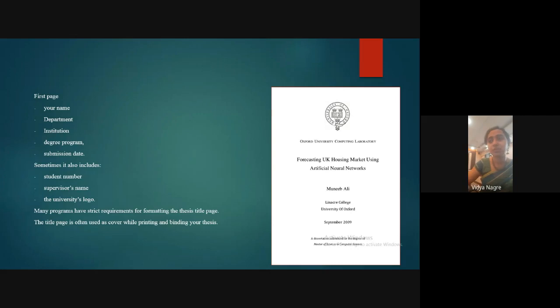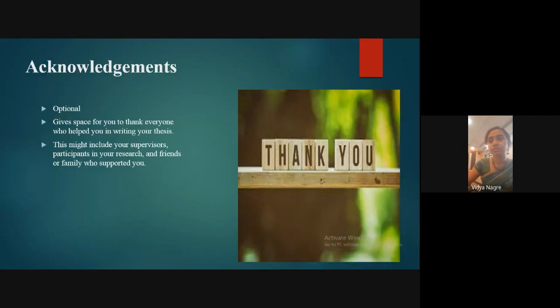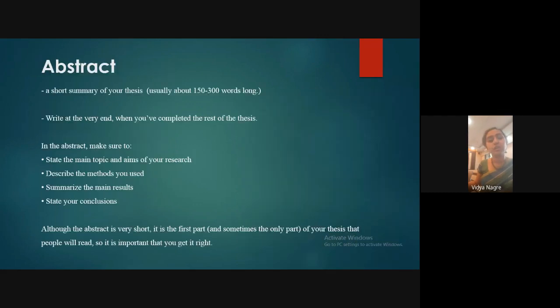Next slide, please. There are many people who help us in doing the research, right? So this is a page where you should thank them. This is the acknowledgement page, where you thank your guide and everybody else who has helped you out. Next page, please. Abstract. Now, abstract is a short summary of whatever you have written.